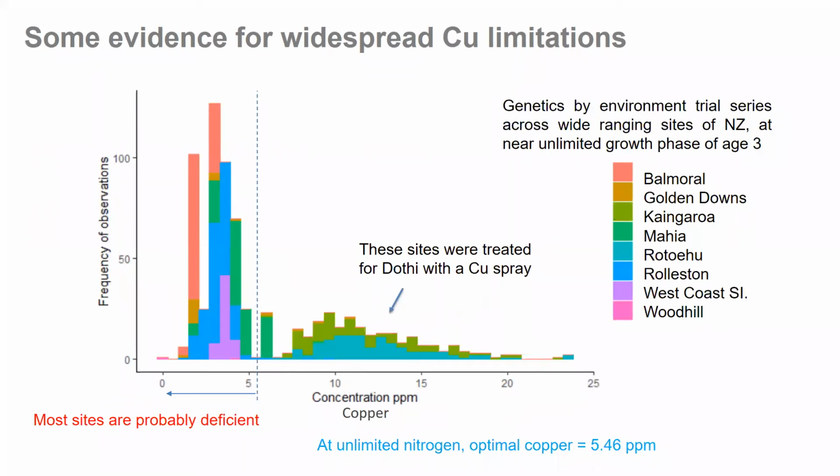So more on the copper story. There's some evidence for widespread copper limitations. Here we looked at a genetics by environment trial series across diverse environments in New Zealand. And we generally showed that most sites were probably deficient in foliage copper levels. A couple of sites there were obviously treated with copper spray, and so they are a good indicator of some of the issues that might be underlying forest crops.